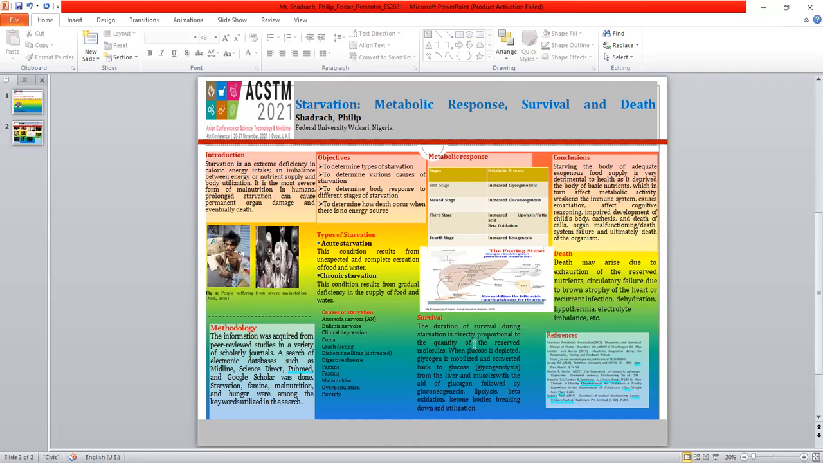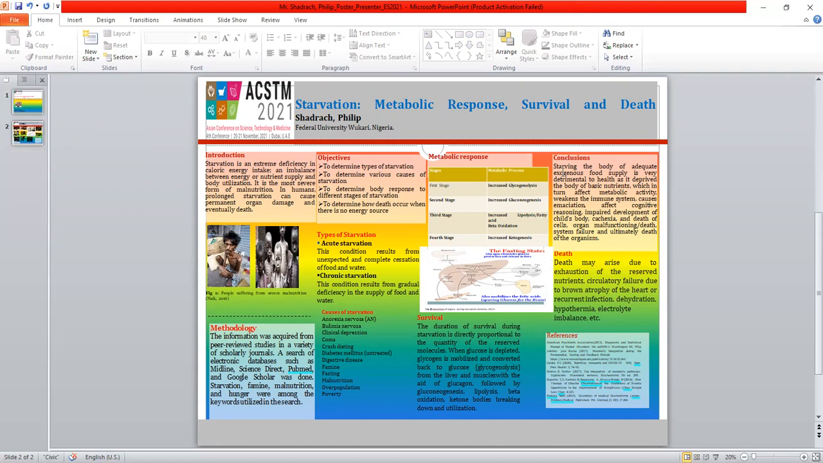After the survival stage, the next stage is the death stage. The death stage is a state at which the body has already utilized all the alternative sources of energy. When the body has finished exhausting those other sources, the next thing that will start occurring is exhaustion of the reserve nutrients. Circulatory failure due to brown atrophy of the heart, recurrent infection, dehydration, hypothermia, electrolyte imbalance, and so on are those things that may lead to death.